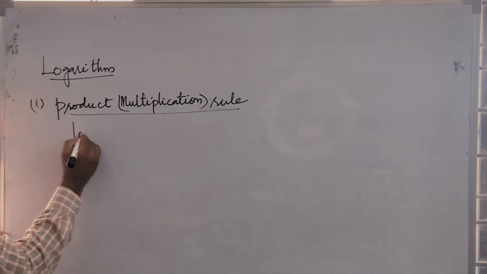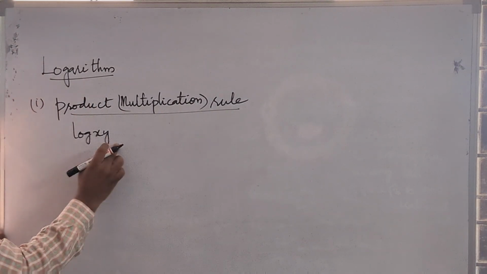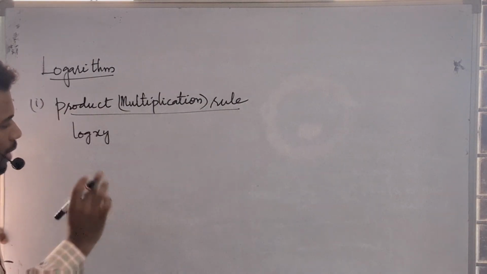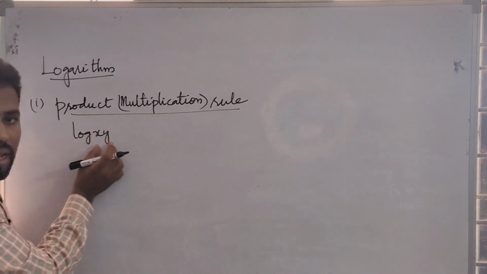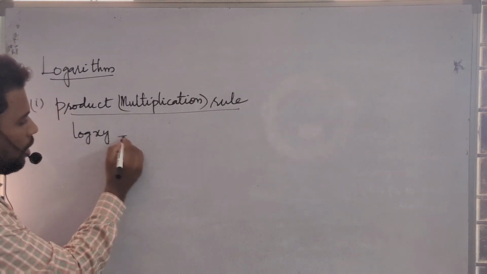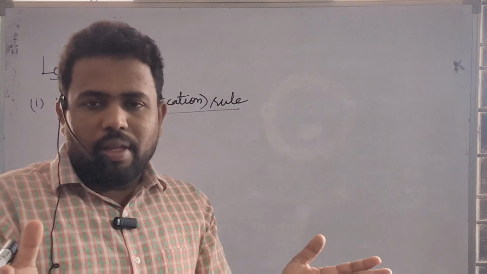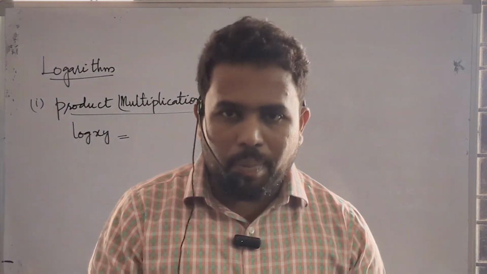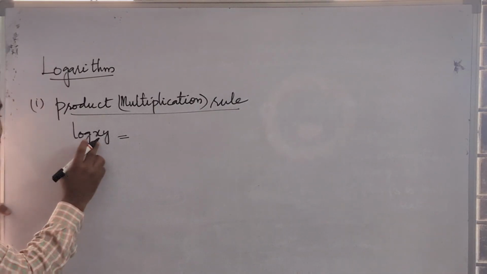So what is the multiplication rule here? Log x into y. If we observe carefully, you can see that x and y are multiplying with each other. So when the numbers are multiplying, you can expand log with the help of a plus sign. Let us see how I am doing it. It's very simple here. Log x.